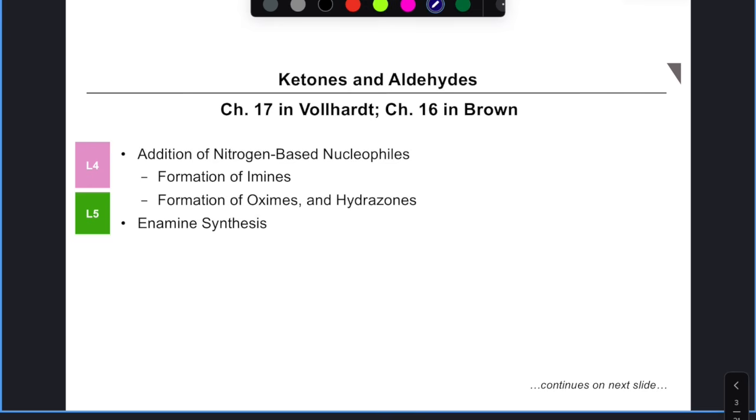Then we move into lecture 4. We're talking about the nitrogen equivalent. So we talked about oxygen as nucleophiles with ketones and aldehydes. Nitrogen as nucleophiles with ketones and aldehydes. These are our imines, the oximes, the hydrazones. What does a hydrazone look like?